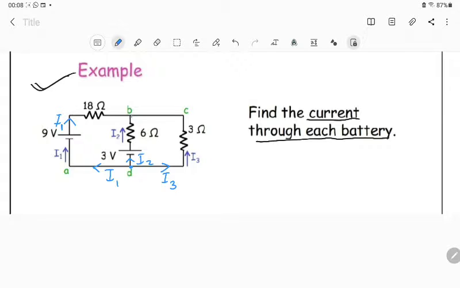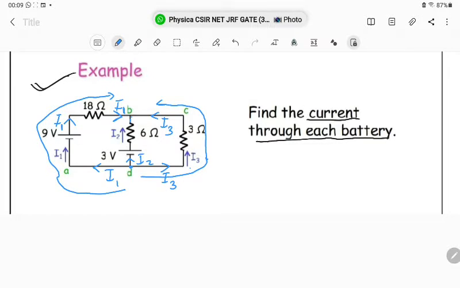At this junction, I2 is here. That means this one is I1, I1 is this one, and I3. So I3 is going like this, and it is going like this. So here I3 is there. I3 is going like this, I1 is going like this, I1 is going like this, and I2 is in this branch.